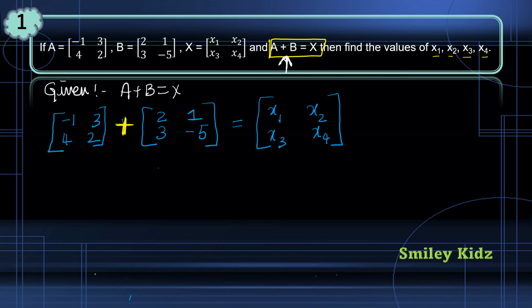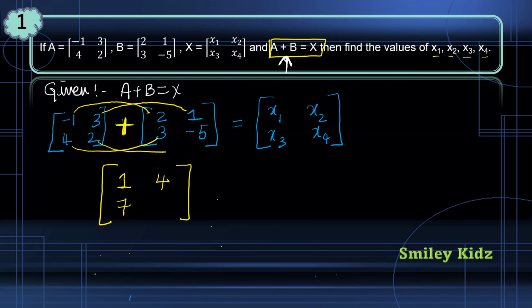So as we have seen in the previous video, that addition should be done in this manner. Minus 1 plus 2 will give you 1. 3 plus 1 will give you 4. 4 plus 3 will give you 7. And 2 plus of minus 5 will give you minus 3, which is equal to X1, X2, X3, X4.